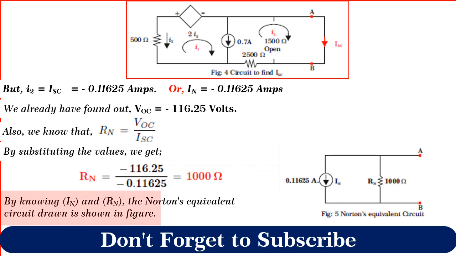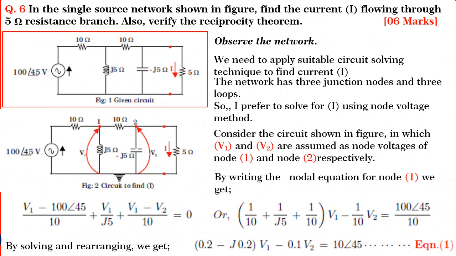By knowing IN and Rn, the Norton's equivalent circuit as seen through the terminals A and B is shown in figure. Hope you understood it. Friends, finally, we shall solve question 6. In this question, we are required to find the current in 5 ohm resistance and then verify the reciprocity theorem.